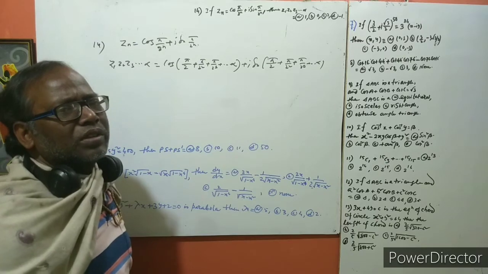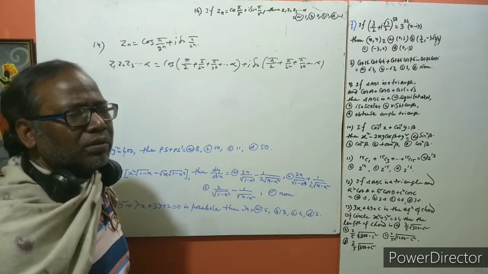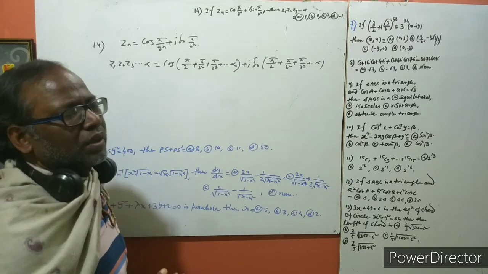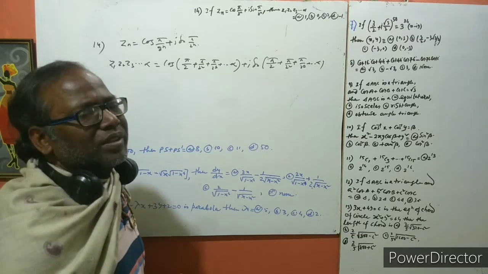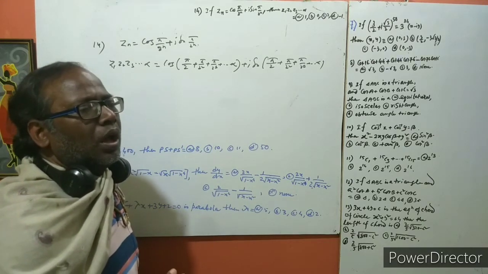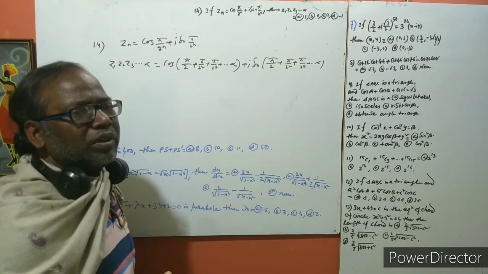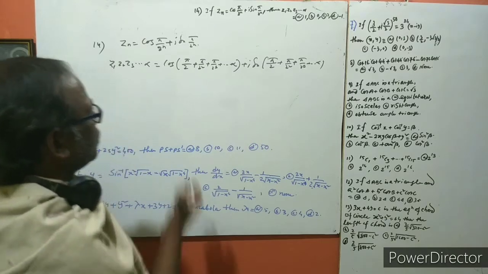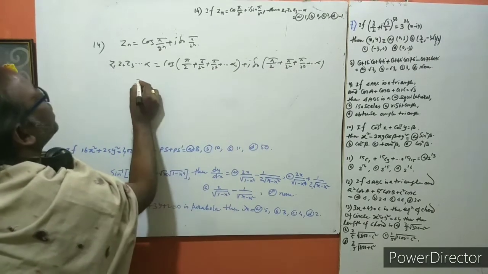So cos of theta 1 plus theta 2 plus i into sin of theta 1 plus theta 2. Like that, if we multiply by another complex number like cos theta 3 plus i sin theta 3, then we also get cos of theta 1 plus theta 2 plus theta 3 plus i into sin of theta 1 plus theta 2 plus theta 3. Okay, so that type of formation we get here.